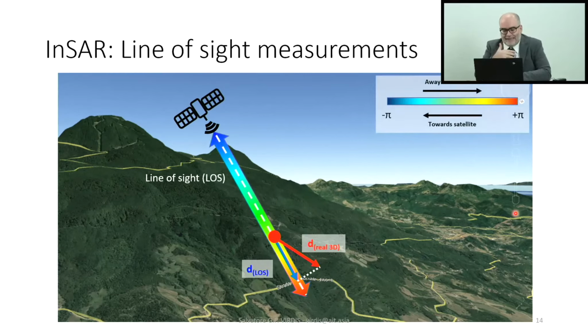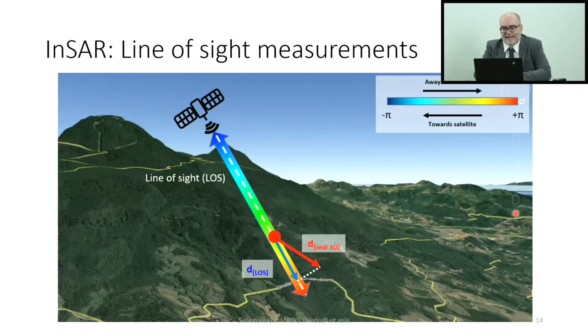And usually we represent this displacement, as we said before, by color coding. Usually we represent a movement towards red colors as a movement away from the satellite, while a variation towards the blue colors we interpret as a movement or a displacement towards the satellite. Okay, so if we have an increase of phase change, it means we are going towards the red. If we have a decrease of phase change, we are going towards the blue.